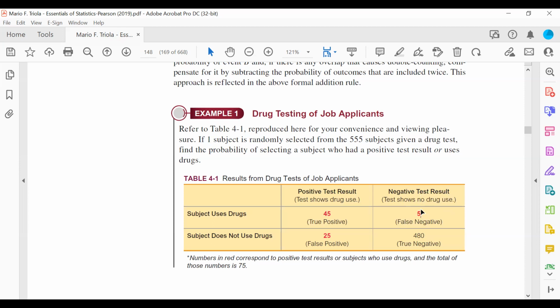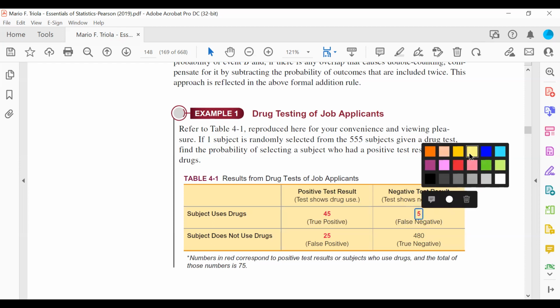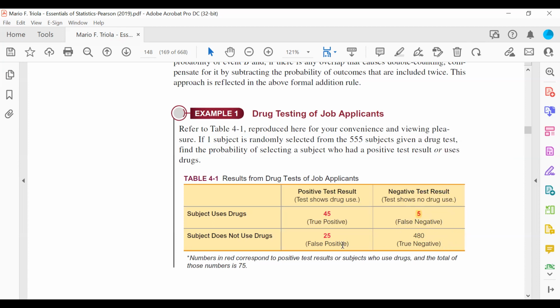Now this is 25. What are these 25? These are the people that were asked, did you use drugs? No, I didn't use drugs. Liar. The test result indicated that they did. So these are not telling the truth. The ones that are not telling the truth are called false positive and false negative.